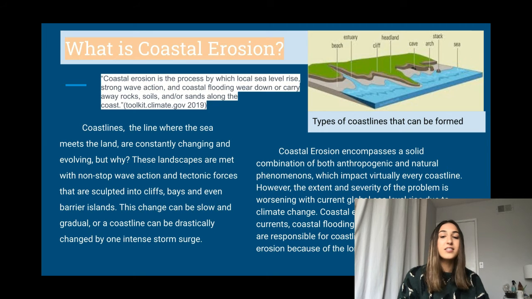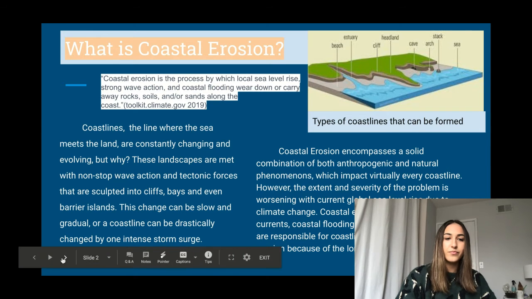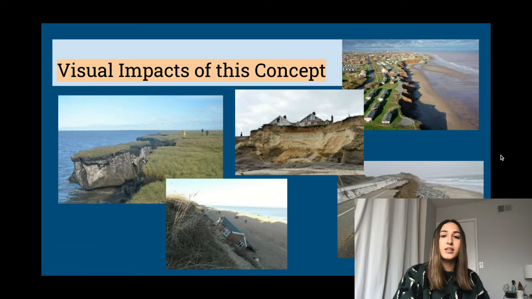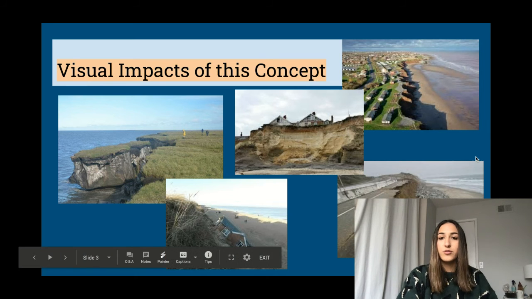However, the extent and severity of the problem is worsening. This is because current global sea level rise is happening with climate change. Coastal erosion is a result of strong currents, coastal flooding, and higher sea levels, which are responsible for coastline retreat and beach erosion because of long-term sediment loss. Here are some visual impacts of this concept. As you can see, infrastructure like roads and houses are being harmed by this.